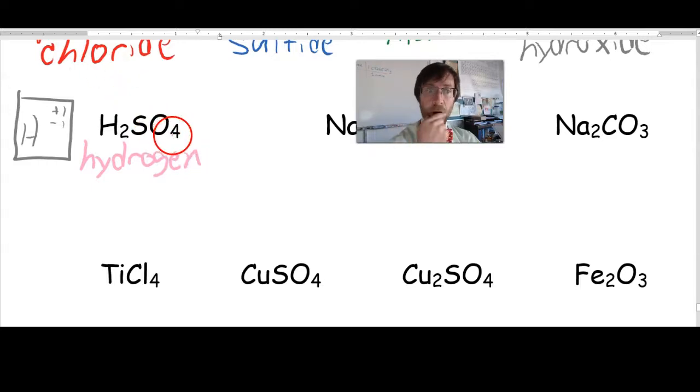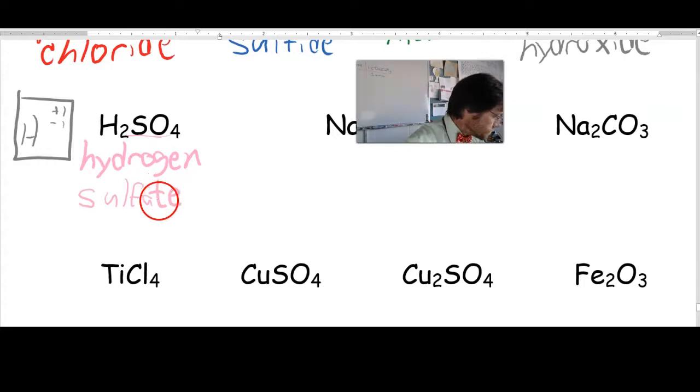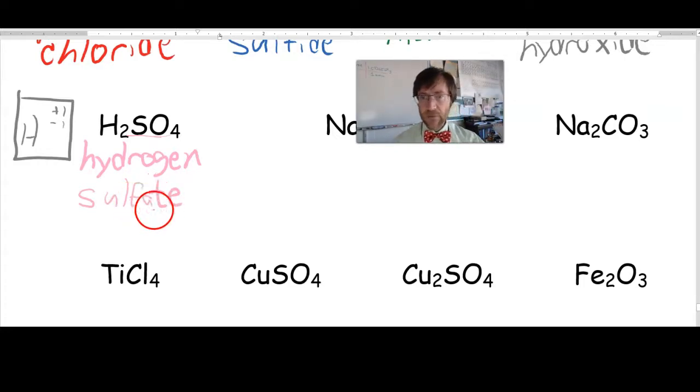Now the other one, SO4, I see a polyatomic ion. What are the rules for polyatomic ions? You just look it up. So SO4 is sulfate. This is hydrogen sulfate. Did I spell that right? Yeah, hydrogen sulfate. Delightful. It's almost like I'm getting the hang of this, right?